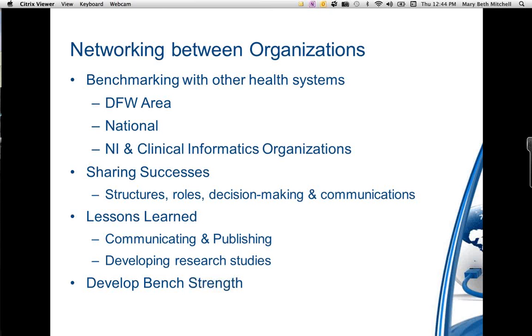And it's really important to share our successes and also to share our lessons learned. And we do a lot of communicating. You should be publishing, you should be presenting, and also developing research studies, things that we can do to show our outcomes and show the things that we're doing that we can share with each other.